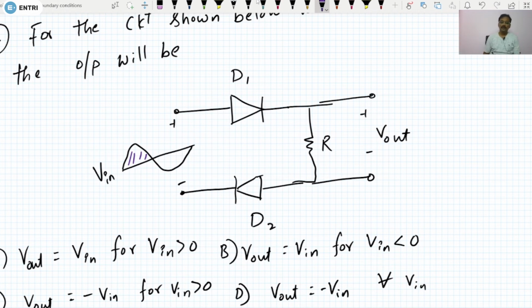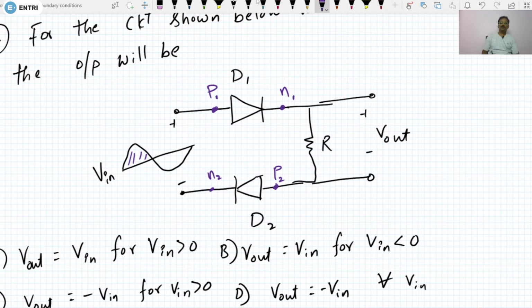During the positive half cycle, we can easily say that it will try to pump the current in the clockwise direction. Yes or no? So D1 is going to allow. Always, diodes will allow the current from P to N. So here also this is the P side, this is P2 and this is N2, and this is P1 and this is N1, right?